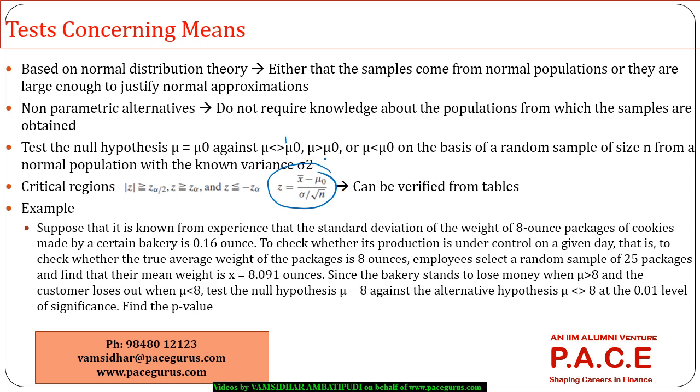Now this value we will compute, and we will see if the modulus of this z is greater than or equal to z alpha by 2 in case of a two-tailed test, or it is greater than or equal to z alpha in case of the one-tailed test for greater than, and less than or equal to minus z alpha in case it's a one-tailed test for less than. Let's take a quick example to compute it.